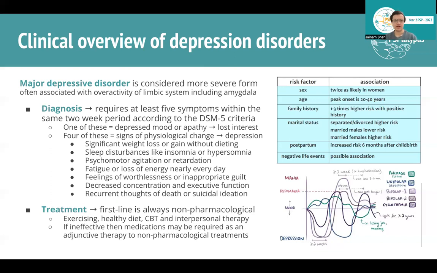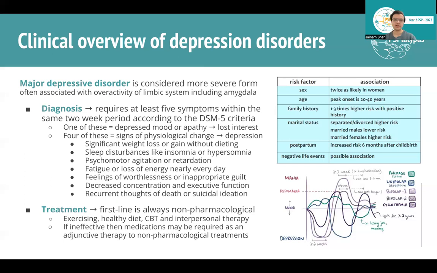It requires at least 5 symptoms within the same 2-week period to be positive. You need at least one of depressed mood or apathy, which correlates to loss of interest. And then at least 4 of the below things that are signs of physiological changes. So not just the fact that your mood is lower than usual, but it actually leads to quantifiable changes in the way that your body works. So significant weight loss or gain without any dieting, so unintended.